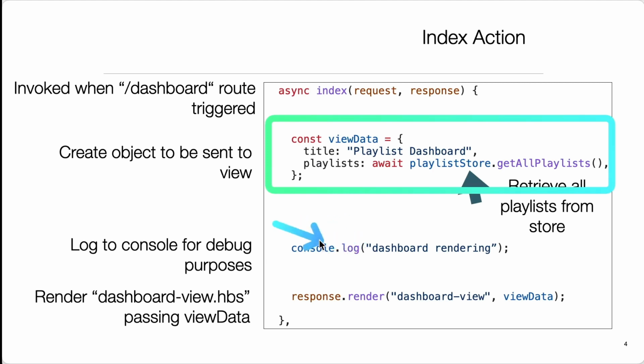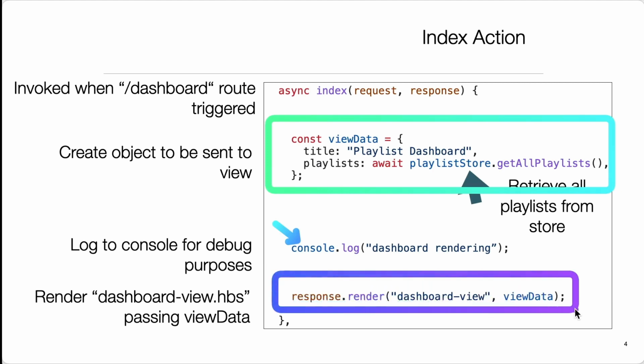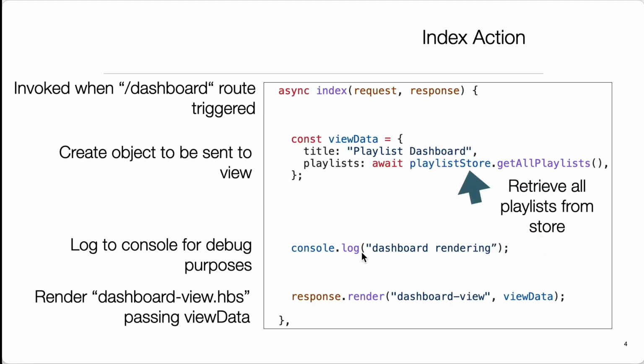We log out to the logs, just information for debug purposes. This is visible on Glitch under the logs, and it's also visible if you're using VS Code on the console. And then finally, we render the dashboard view. We're going to be looking for and locating the dashboard view template, a handlebar template from the views folder. And we're passing to it view data. That is this object we've just created here. And we'll leave it up to the template then to figure out what to do with that.